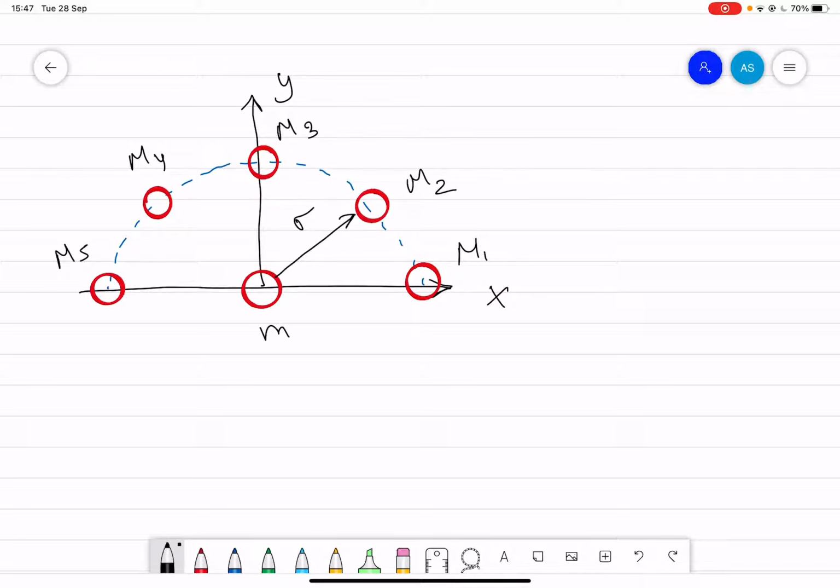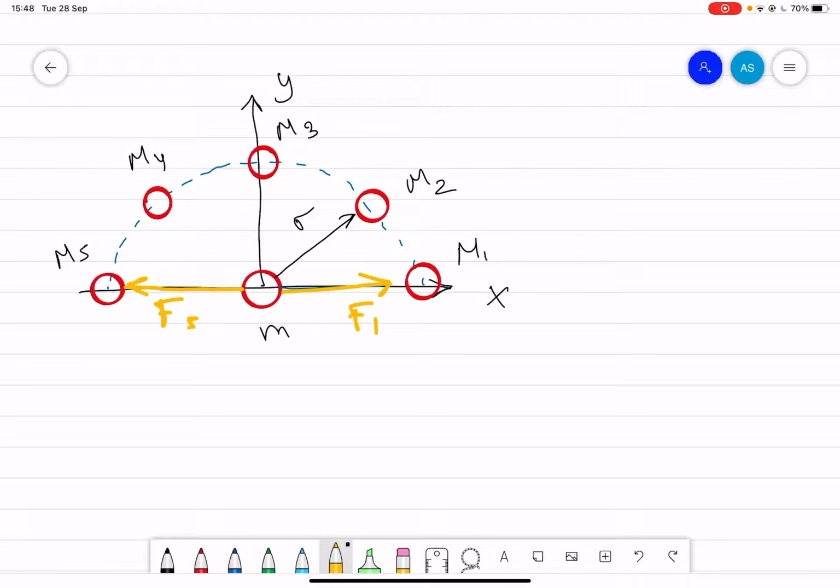Okay, now to make it more clear, I just labeled them capital M1, capital M2, and so on. Okay, let's first consider then the force between small m and the capital M1. Say this one is F1, and the force between M5 and m, let's make it F5.